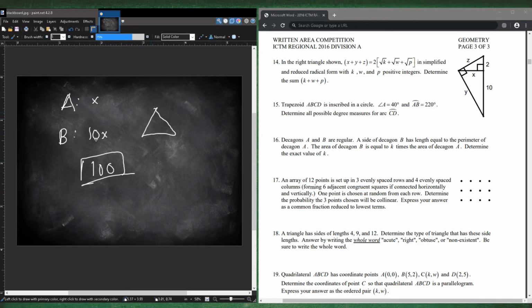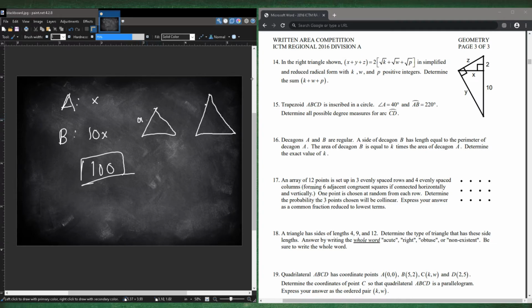The reason it's 100 is because if you have a regular shape, let's say we have something like a triangle instead of a decagon. The shapes don't have to be regular, they just have to be similar. But if they're both regular, then they both have to be similar.